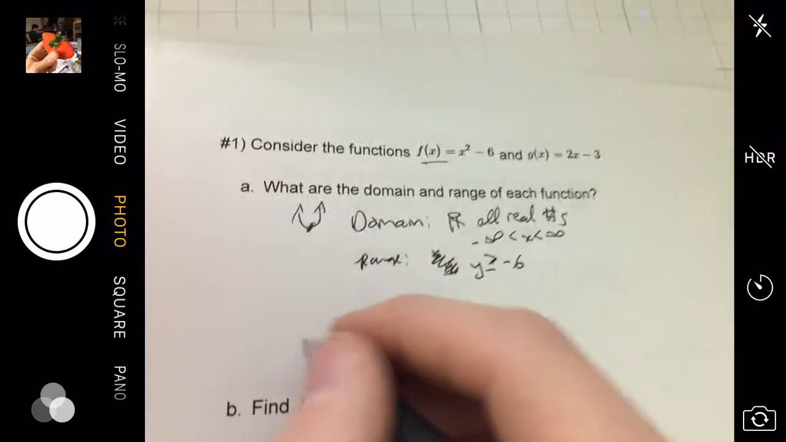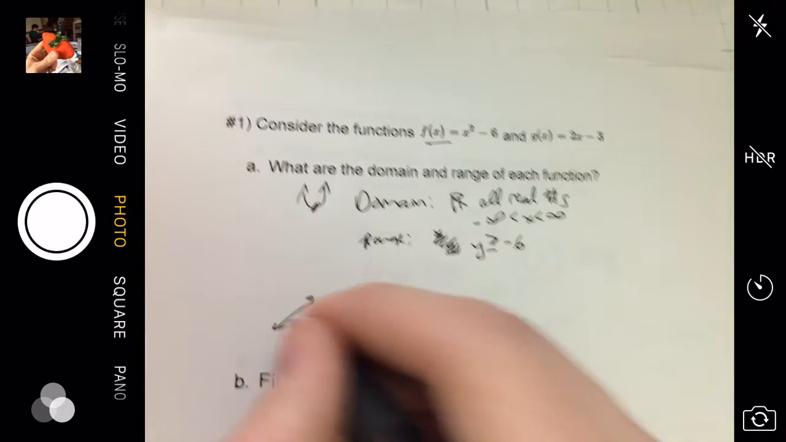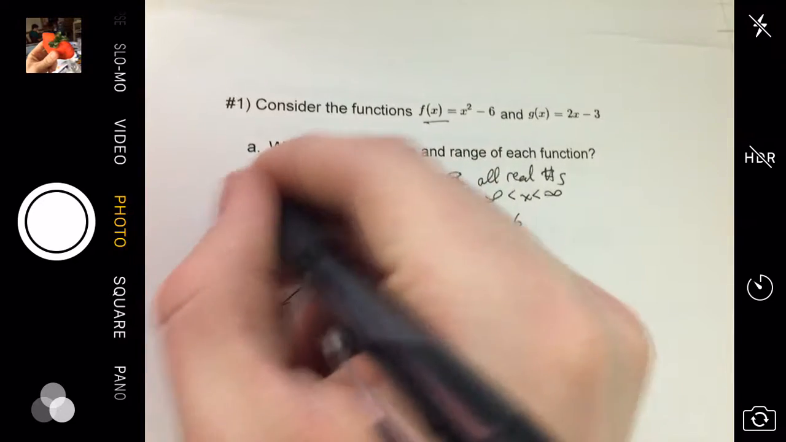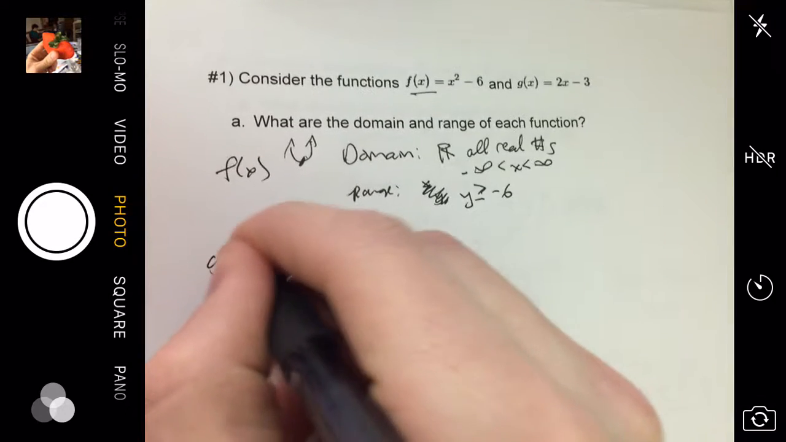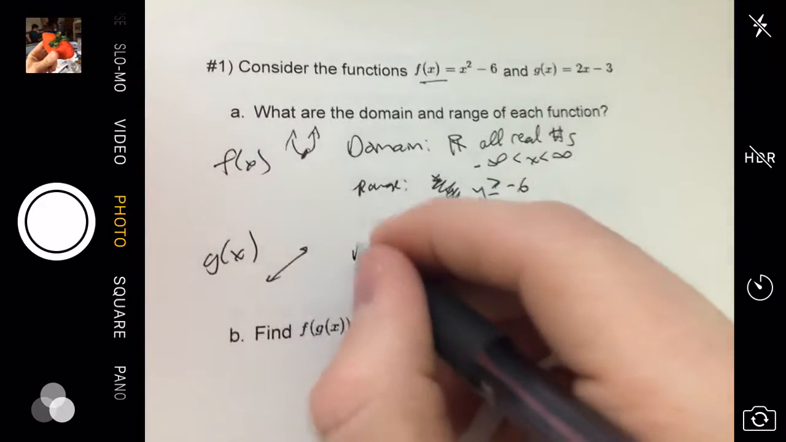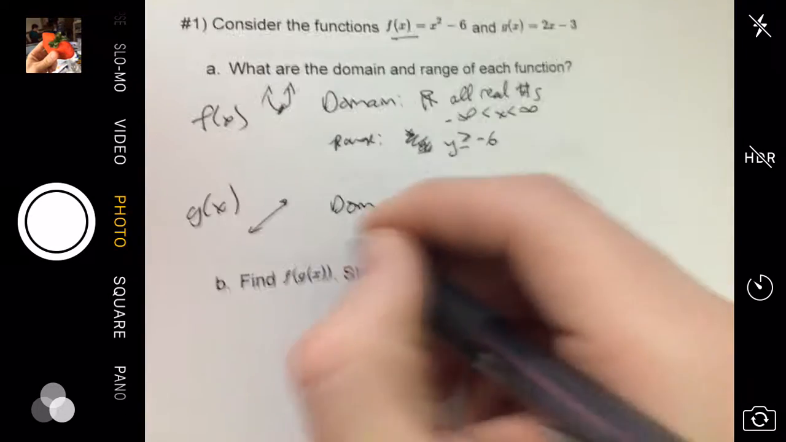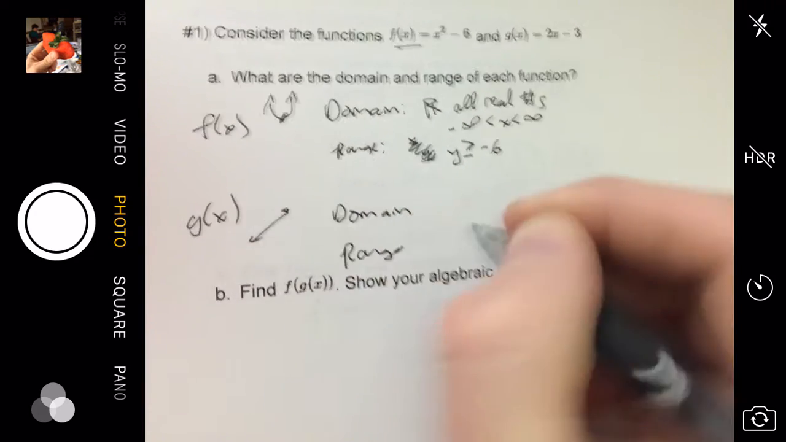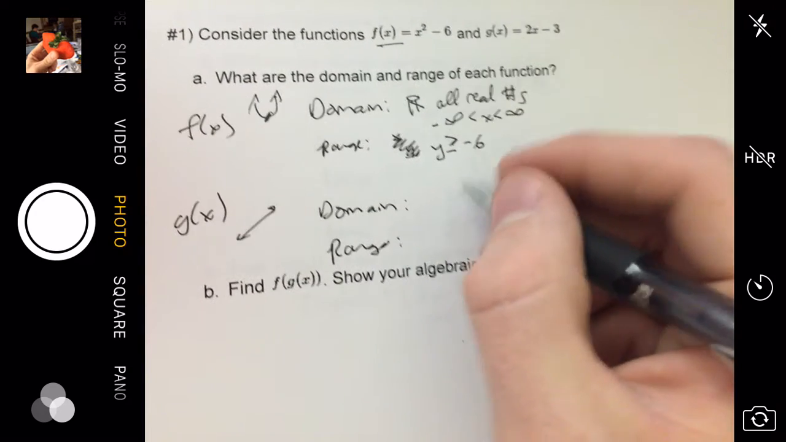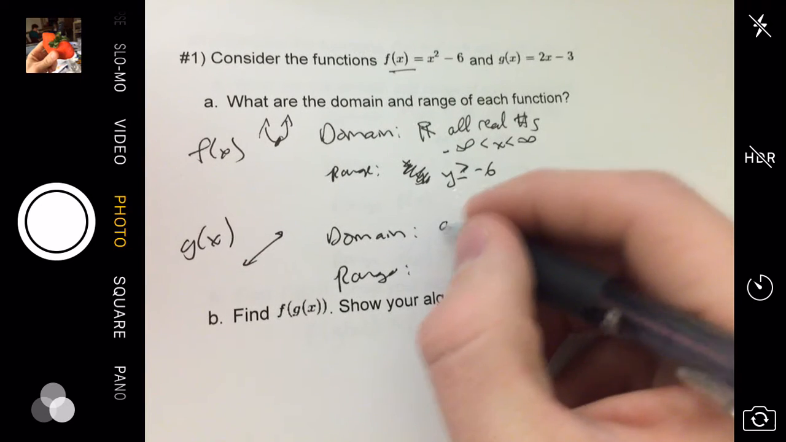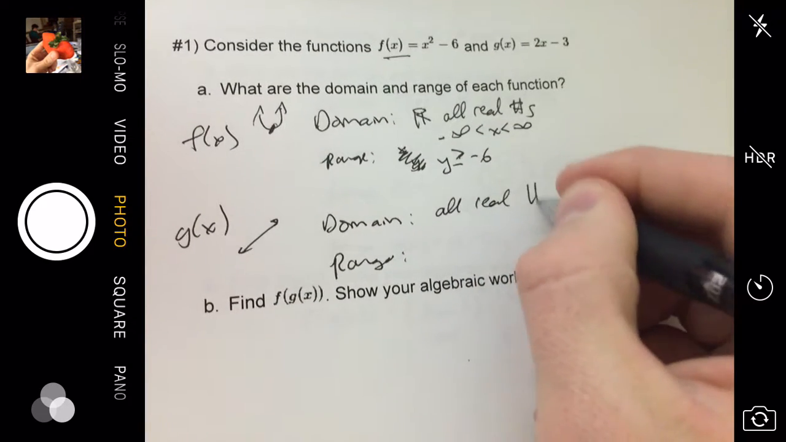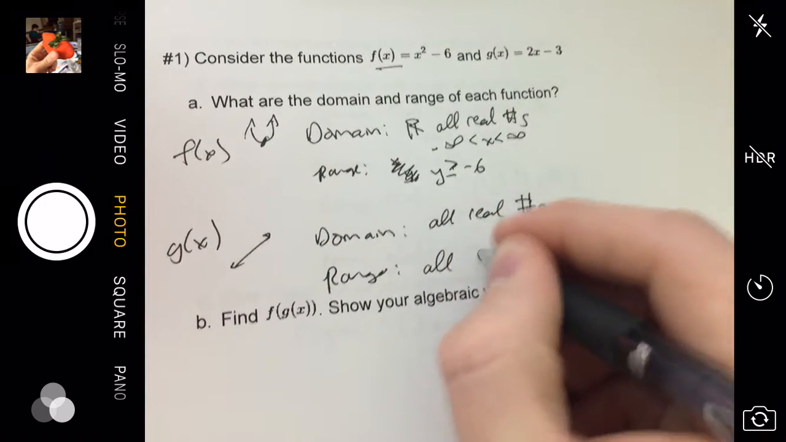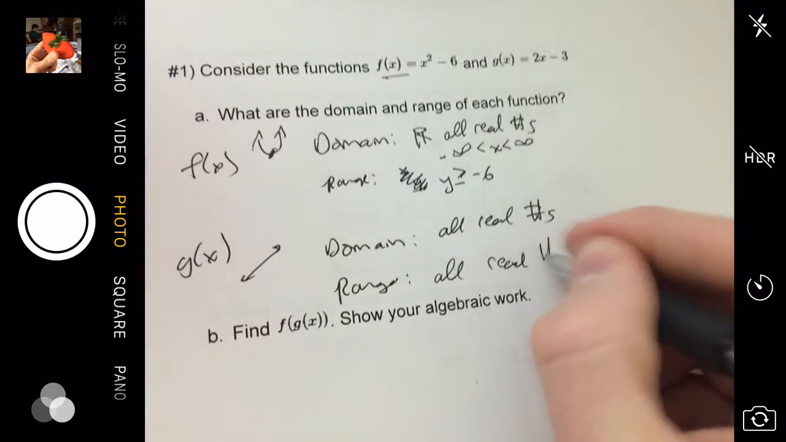Look at the other one. It's a straight line. This is g of x. Put up here, f of x, g of x. Okay, it's a straight line, so that makes things pretty simple. You see a straight line, domain and range are all real numbers for both, because it goes forever in both directions. So domain is all real numbers, and same with the range, all real numbers.